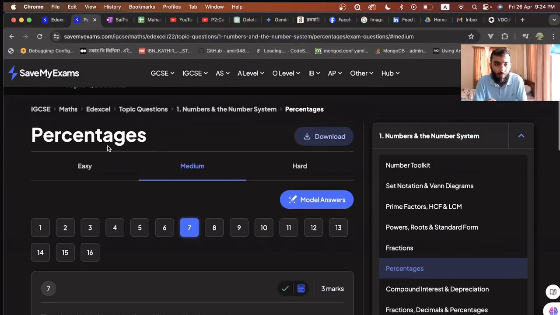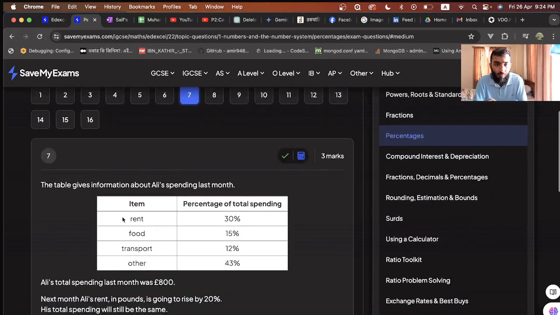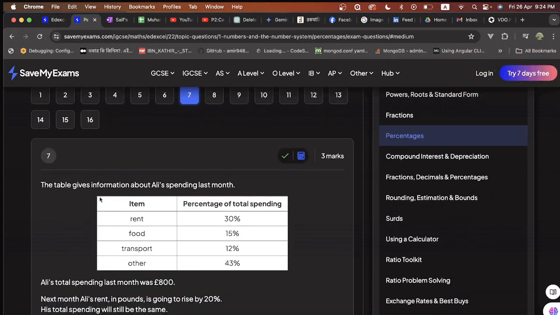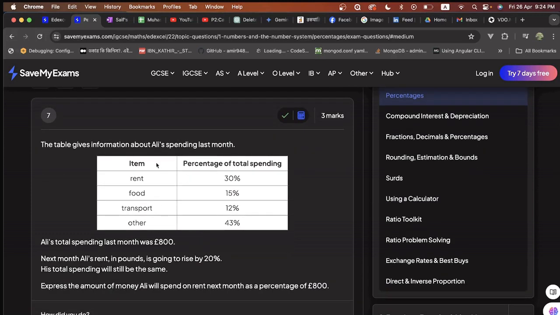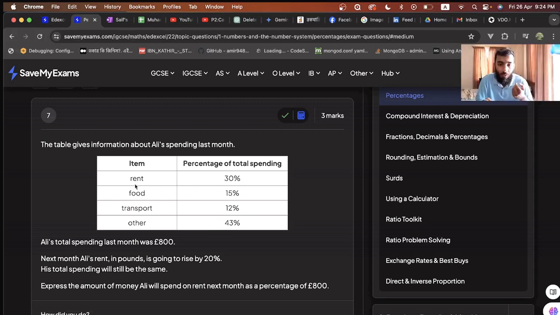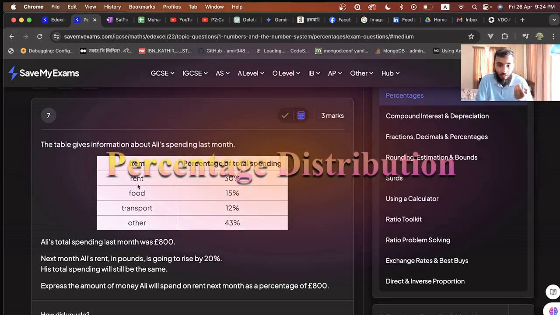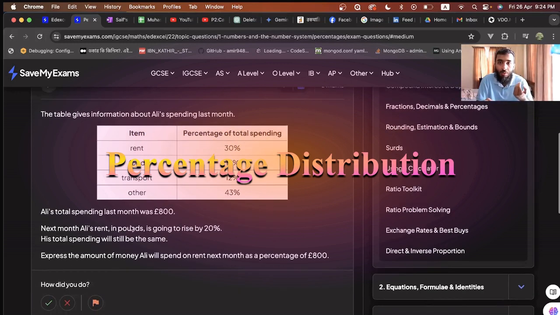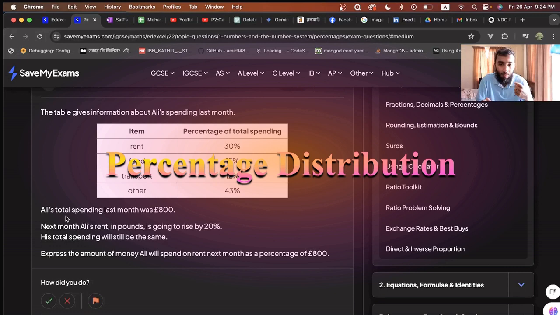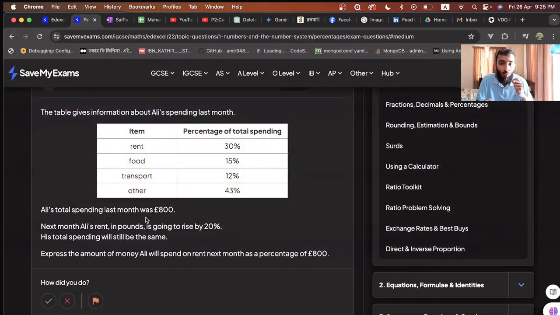If I now move on to problem number 7 of the medium category of the topic percentages. The problem says the table gives information about Ali's spending last month. So Mr. Ali's spending is given in a chart based on percentage. 30% is spent on rent, 15% on food, 12% on transport, and 43% on other aspects. Ali's total spending was £800 last month.